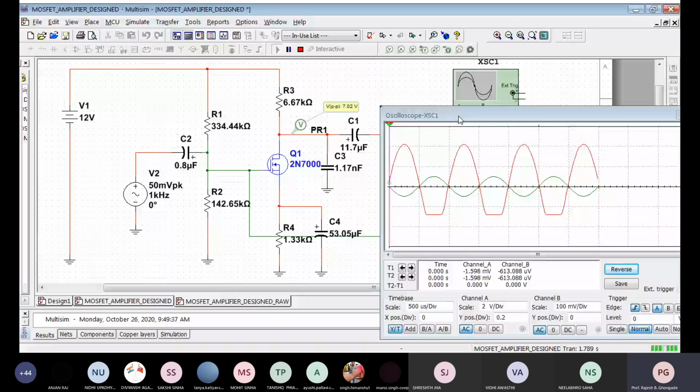All right. So we will have to modify it, tweak it a little bit, because the actual parameters of the 2N7000 model that Multisim uses may be slightly different from the one that we have selected from the datasheet. Now these things are possible.